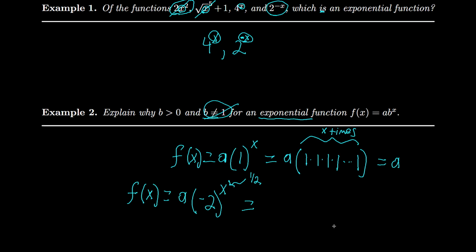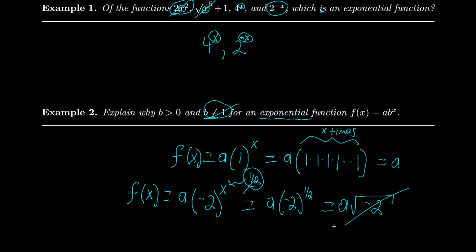It has to work for all of them. I'm going to show you that it fails for 1/2. So then this is a times negative 2 to the 1/2, and raising anything to the 1/2 power is just taking the square root. This is a times the square root of negative 2. Now we're taking the square root of a negative. We want real numbers out. This isn't going to work. It has to work for all x. We found an x that doesn't work, so it isn't going to work in that instance.